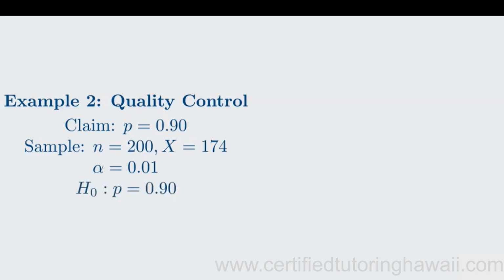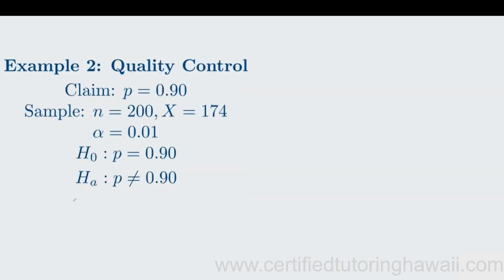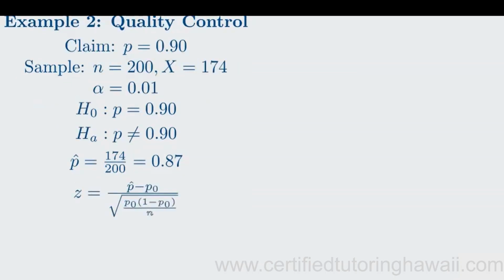Our null hypothesis is that the proportion is exactly 0.9. The alternative is that the proportion is not equal to 0.9 because the group suspects it is simply different. First, let's find our sample proportion. Our p-hat is 0.87. Now, we calculate the z-statistic.